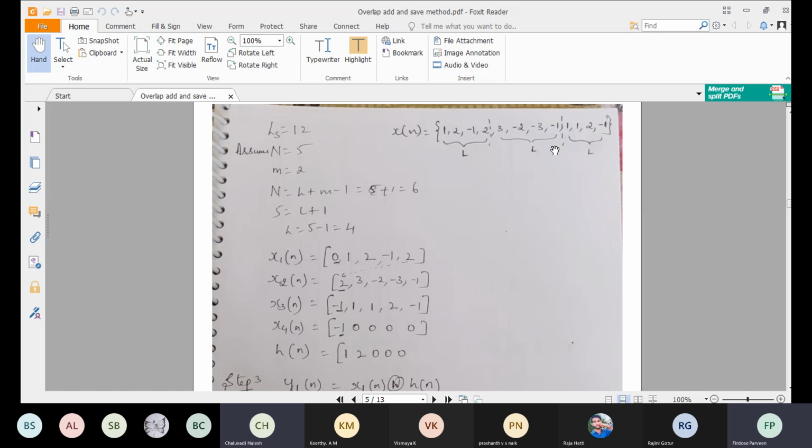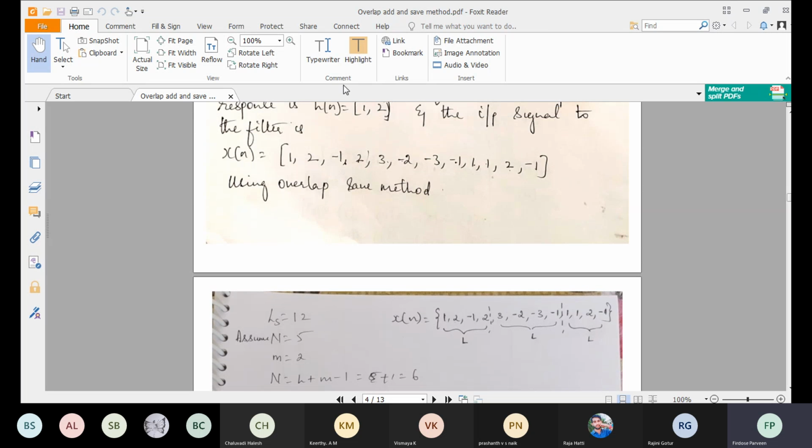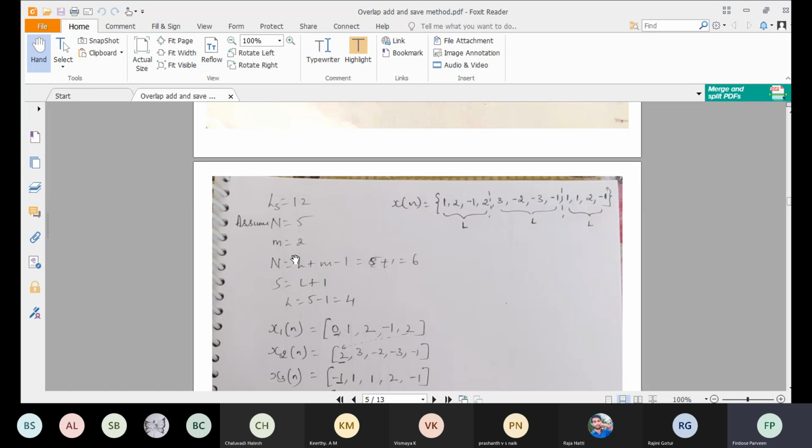So this is the length of the sequence, that is Ls equal to 12. Now M is equal to 2, that is the impulse response length. How many samples have they given? That is 2, so M is equal to 2. We have assumed N is equal to 5. When we have assumed N is equal to 5, we will find the length L. So L is what? 4. That is the length of the sequence which we want to divide.